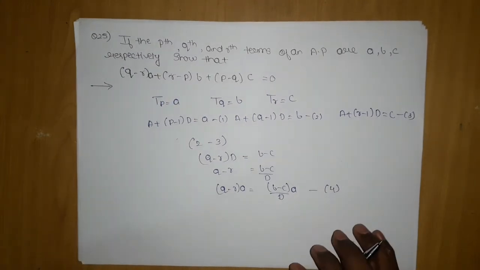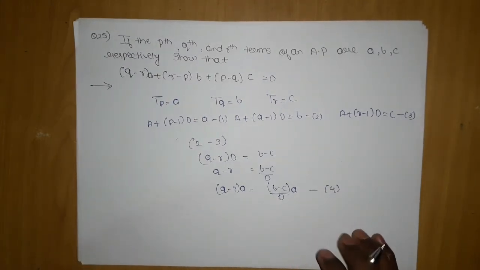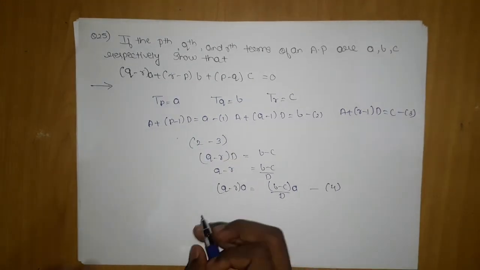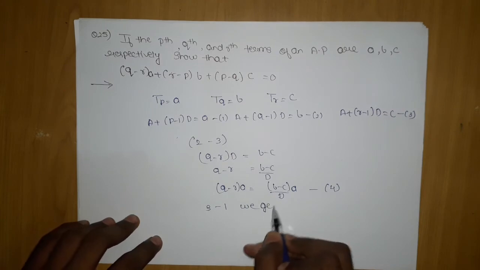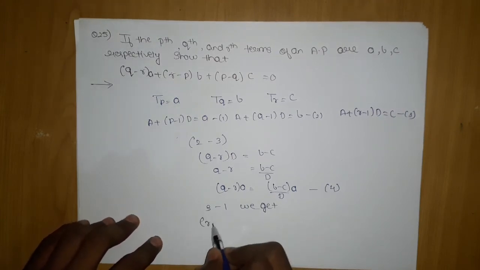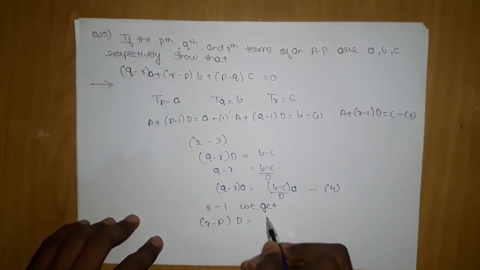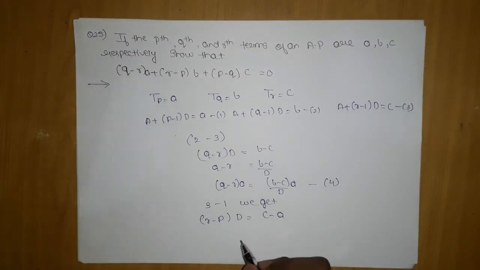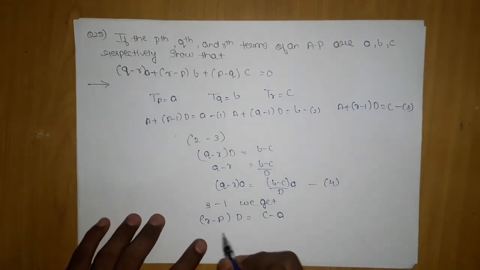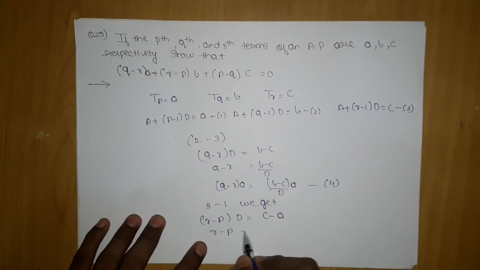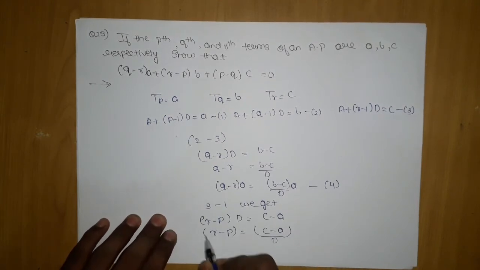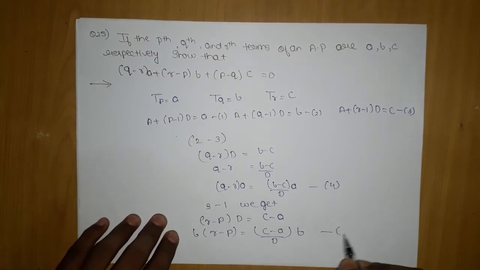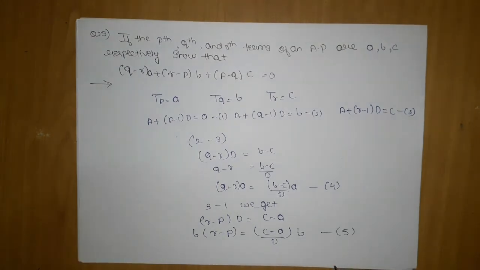Okay, now how we can proceed in the next way: it is r minus p. So we are going to do 3 minus 1. So we get (r minus p) into d equals c minus a, giving me r minus p equals (c minus a) upon d. We will multiply both sides by b, giving me this as my final, which I will call 5th. Okay, now let's take the next page.